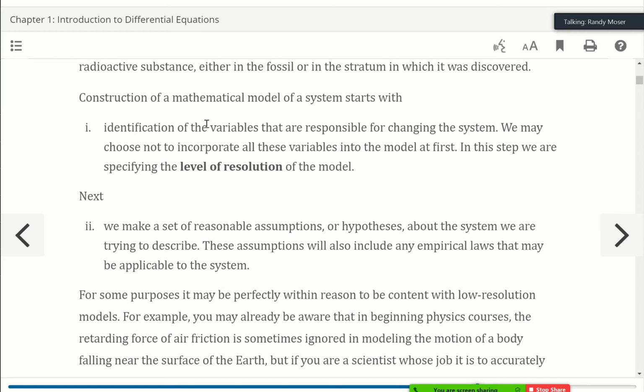At a very basic level, and especially in our class, we're going to look at some of the more simplified versions. So we might not want to incorporate all of these variables into the model at first. You might want to choose simply just one or two that would have the overall biggest impact while ignoring the rest. And in this step, what we are doing is we're specifying the level of resolution for the model.